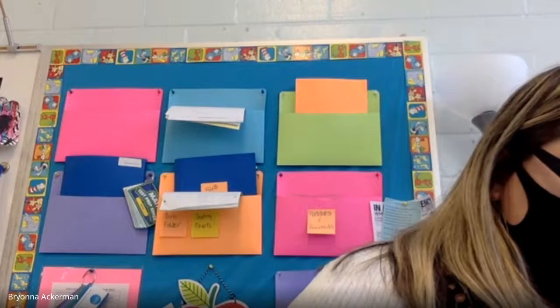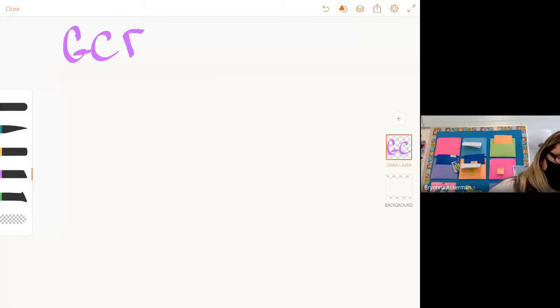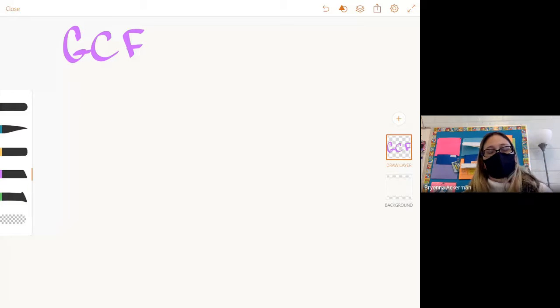So GCF, greatest common factor. When you look at a problem, we want to see, is there something that can come out of every term? Is there something in common that can come out of each term? And each term, remember, is that little clump that's being multiplied together. It's the little pieces in between the addition and the subtractions, okay?